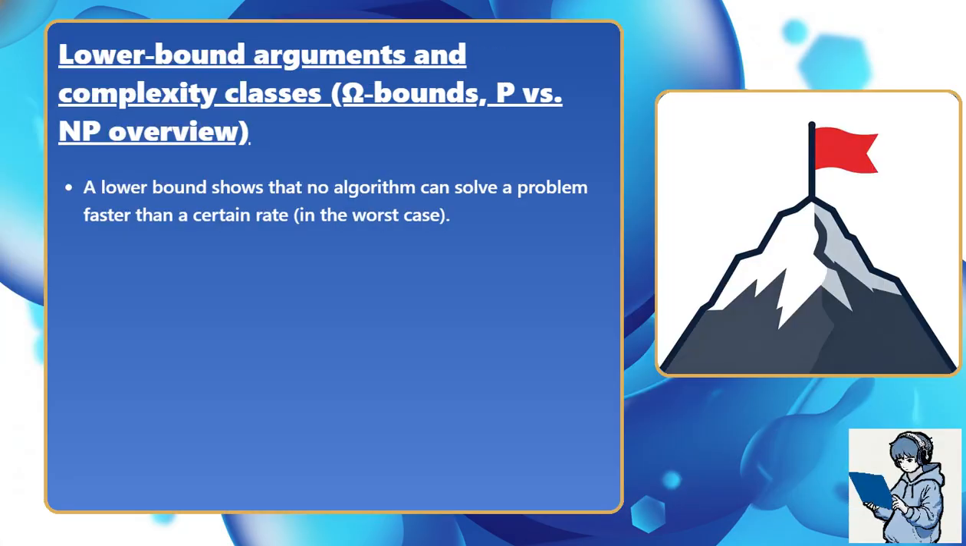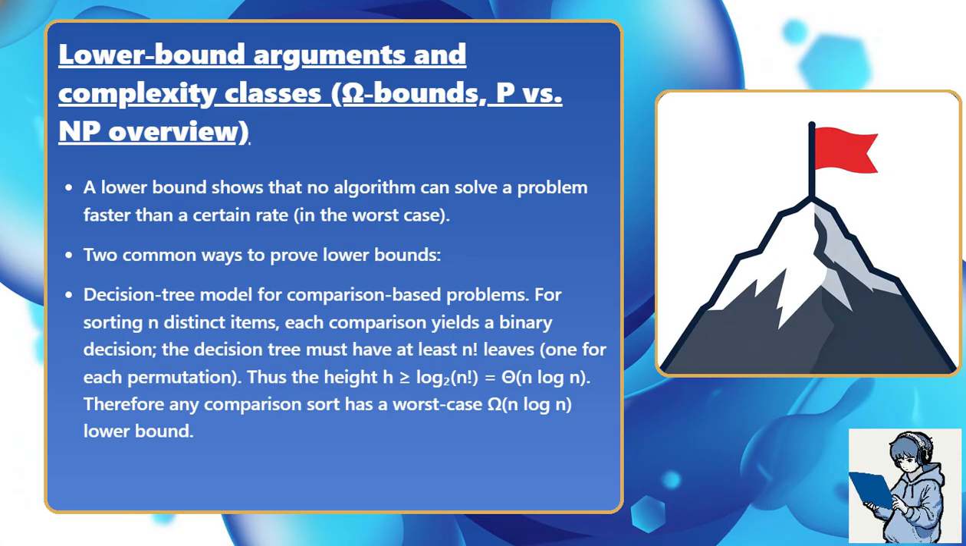A lower bound shows that no algorithm can solve a problem faster than a certain rate in the worst case. Two common ways to prove lower bounds. First, the decision tree model for comparison-based problems. For sorting n distinct items, each comparison yields a binary decision. The decision tree must have at least n factorial leaves, one for each permutation.